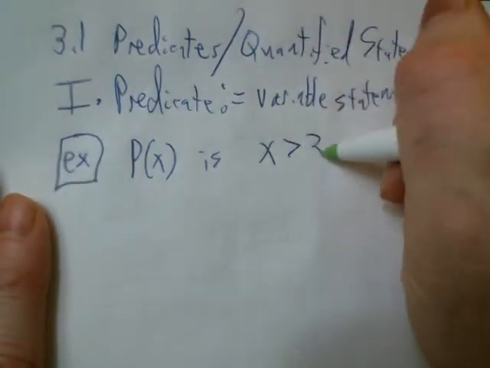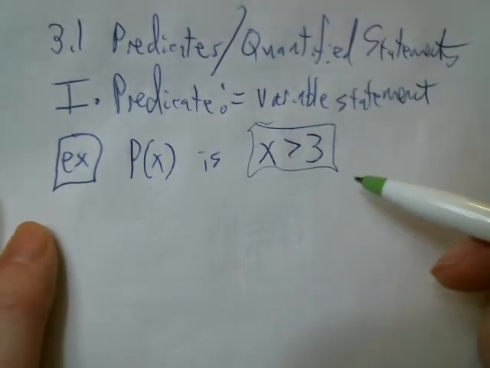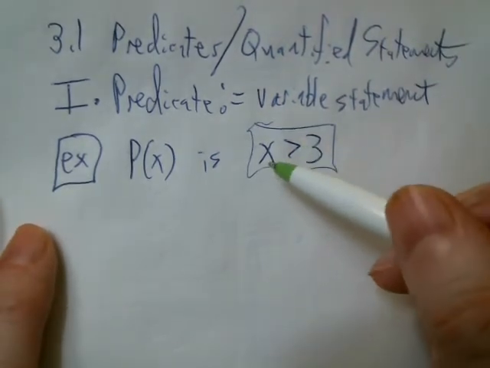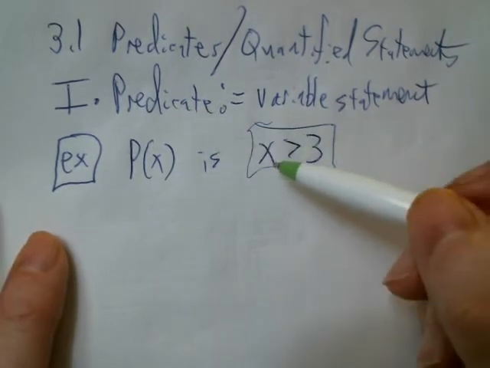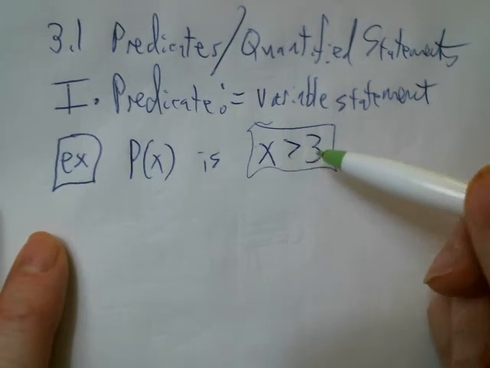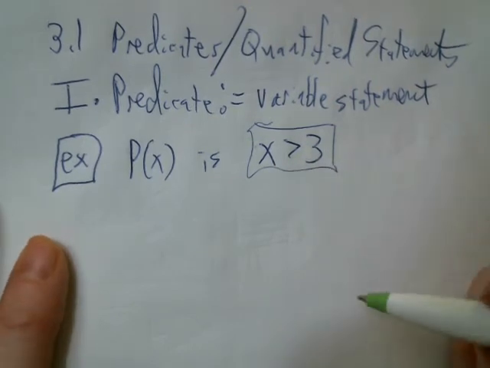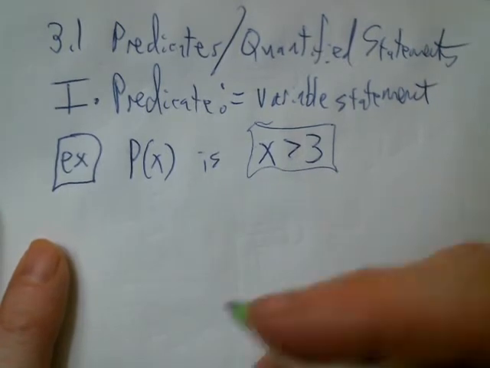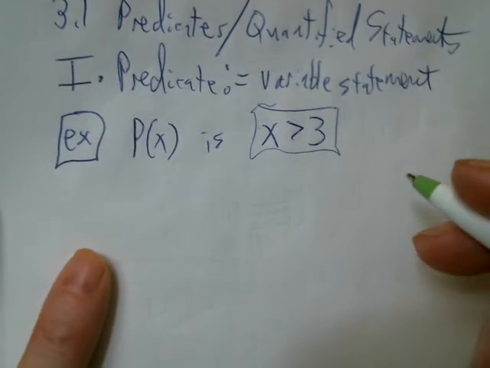X greater than 3. So something like this thing right here, we said before, it couldn't be a statement because X is a variable, but we're going to call it a predicate, and then once you put in something for X, it'll either be true or false, so therefore it'll be a statement at that point. Okay. We want to work with these things. I mean, that's what you do in math. You work with variable expressions.